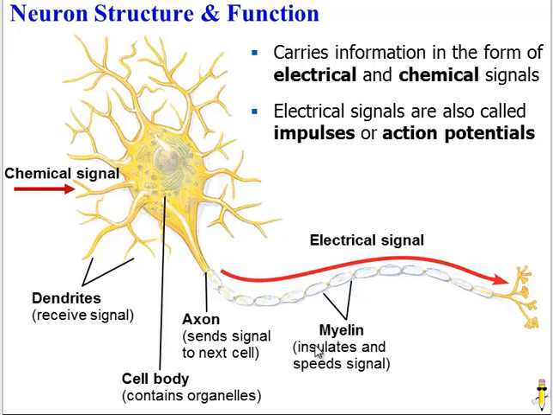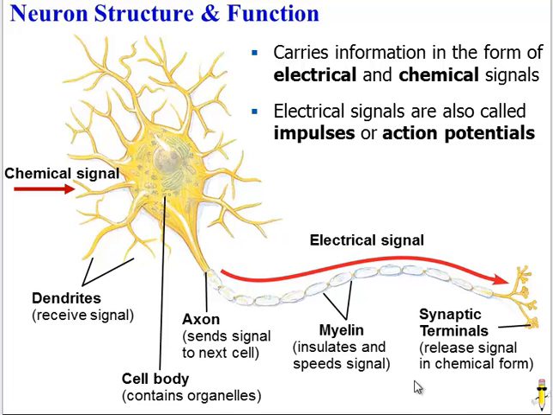And the axon is wrapped in a material called myelin. Myelin is an insulating material, and that helps speed the electrical signal, just like telephone wires are wrapped with insulation. At the very end of the axon, we see synaptic terminals. Terminal means end. So this is where the signal is released to the next cell, but in chemical form.